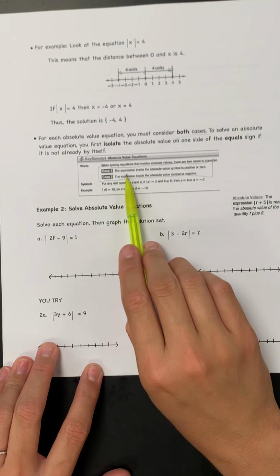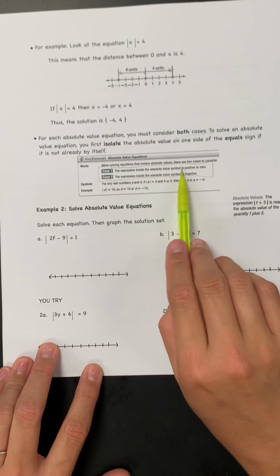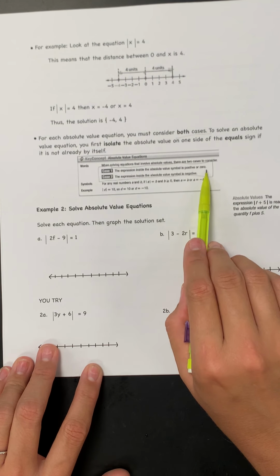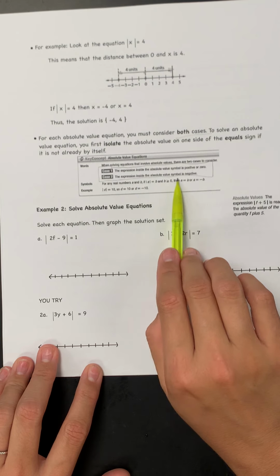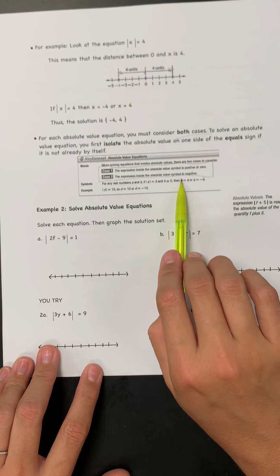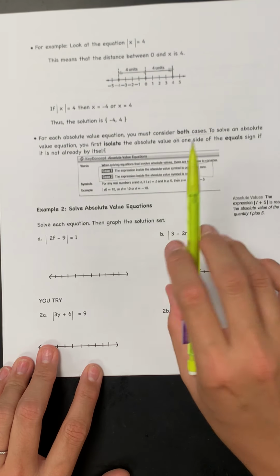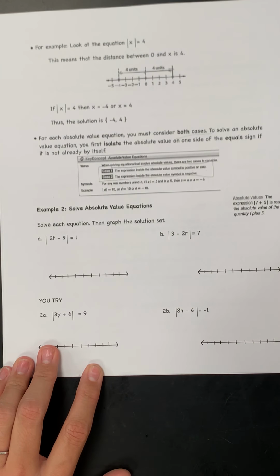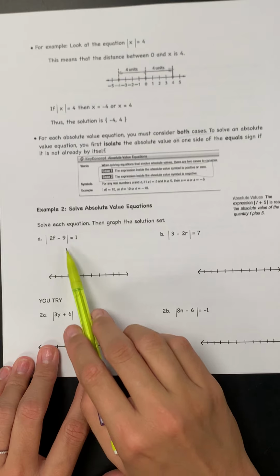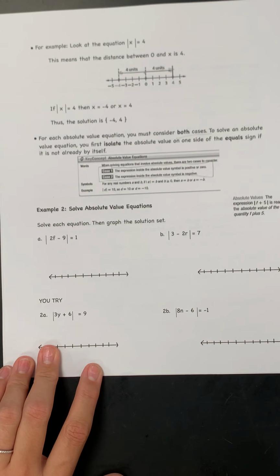So case 1, the expression inside the absolute value is positive or 0. Case 2, the expression inside the absolute value symbol is negative, because remember, everything that we're working with is inside the absolute value, and when we take them out, they're going to be positive. So let's go ahead and look at this first example here.